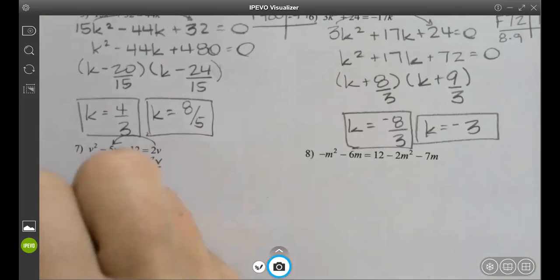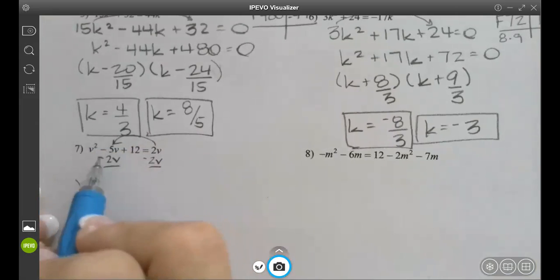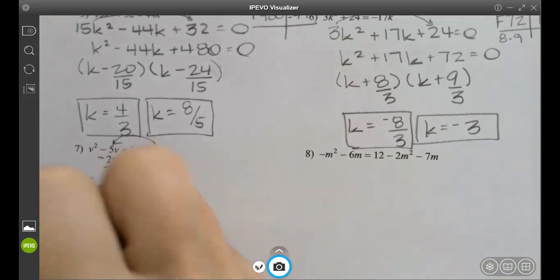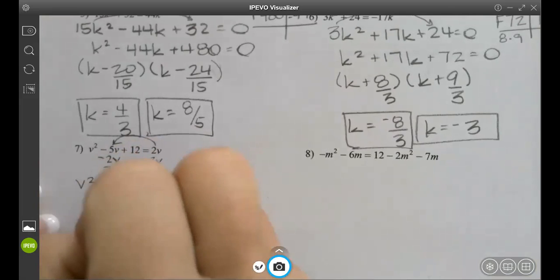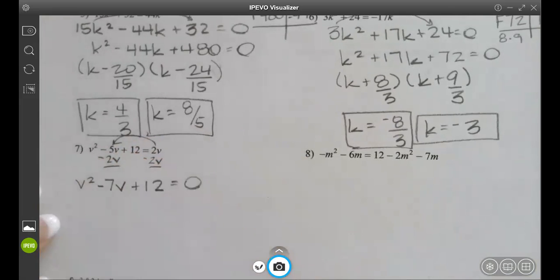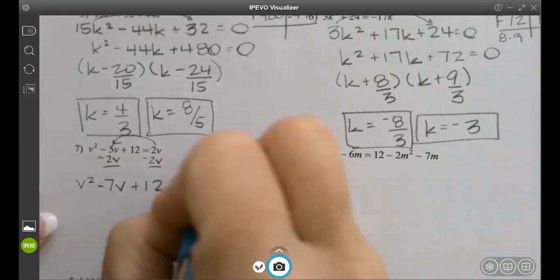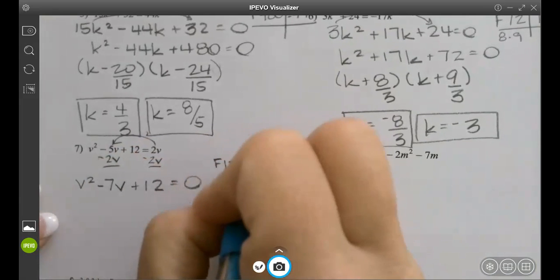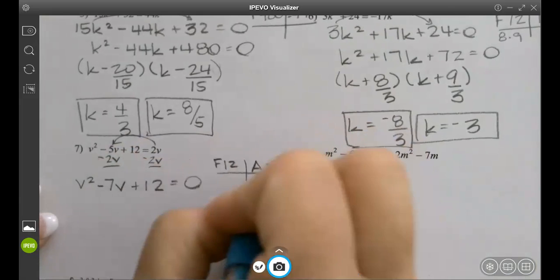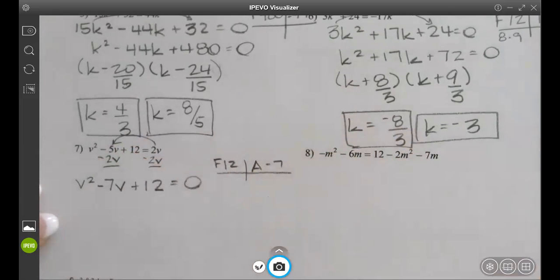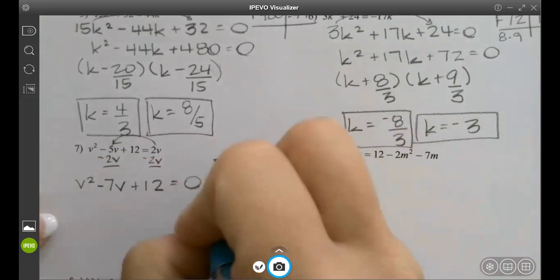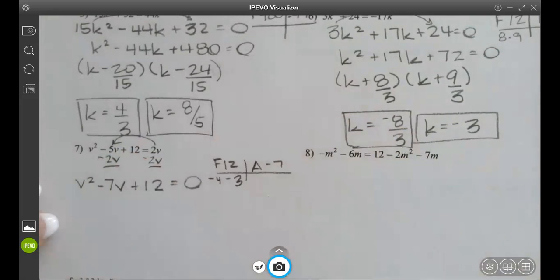So I didn't do anything with the V squared. Negative 5 minus 2 is a negative 7, and then a plus 12. The good thing about this one is it's cheater method, so it's less work. I need factors of 12 that add to negative 7. Those are negative 4 and negative 3.